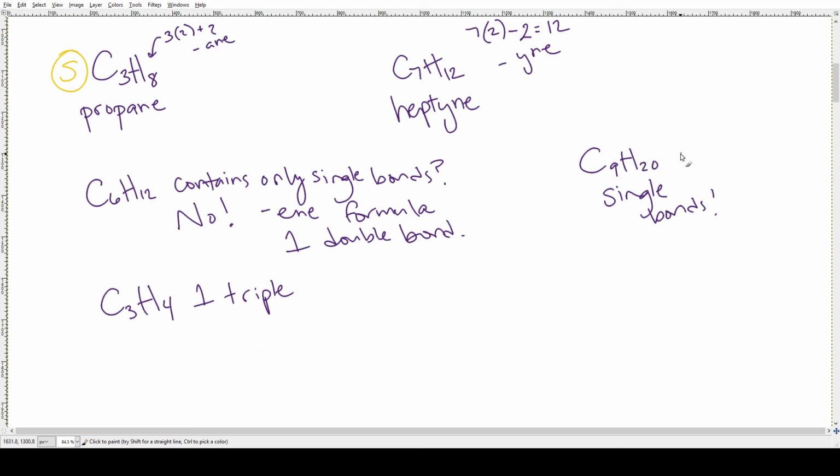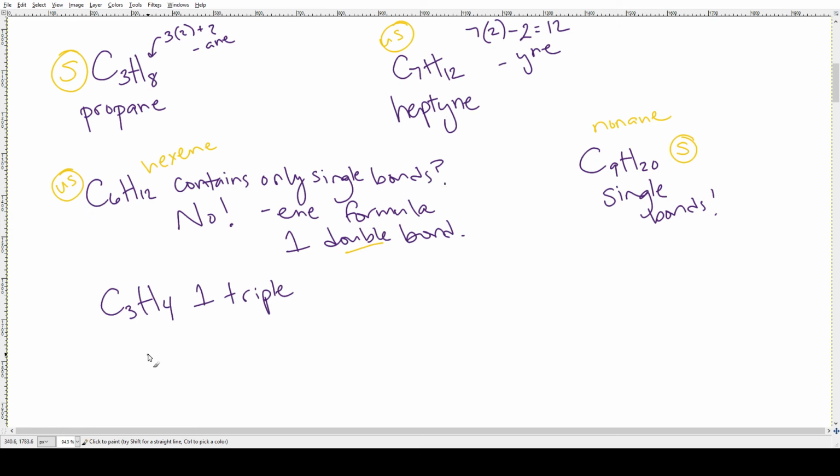And what's this one? What's this called? This is nonane, and it is saturated. So that means that heptyne is unsaturated. And then what's C6H12? What's the name of that? It's hex what? Hexene, because it's got a double bond. And this one is also unsaturated. Both double bonds and triple bonds make something unsaturated.